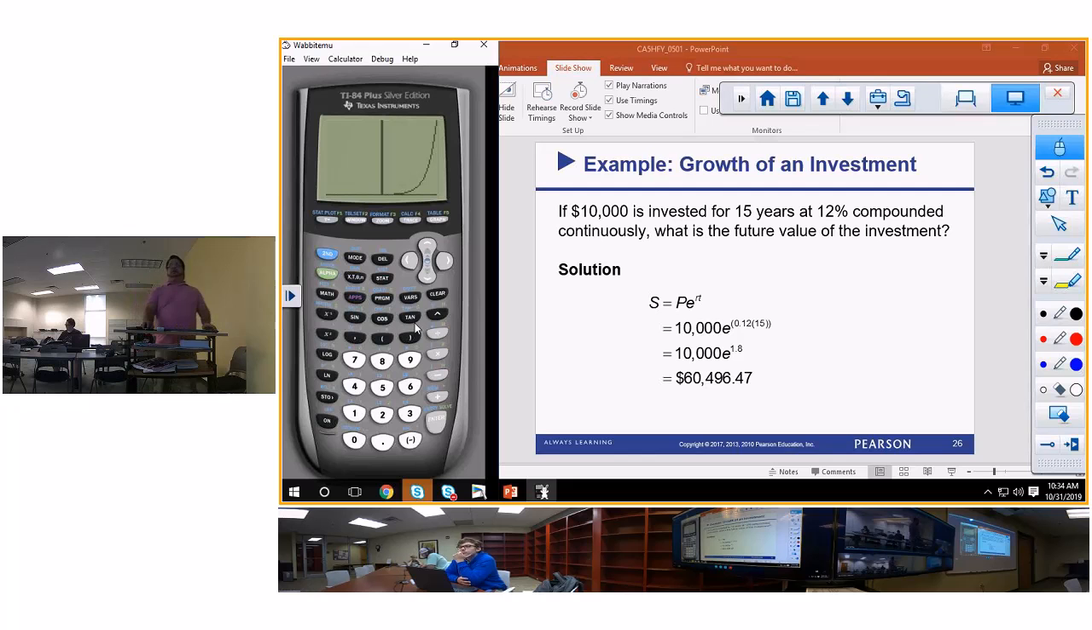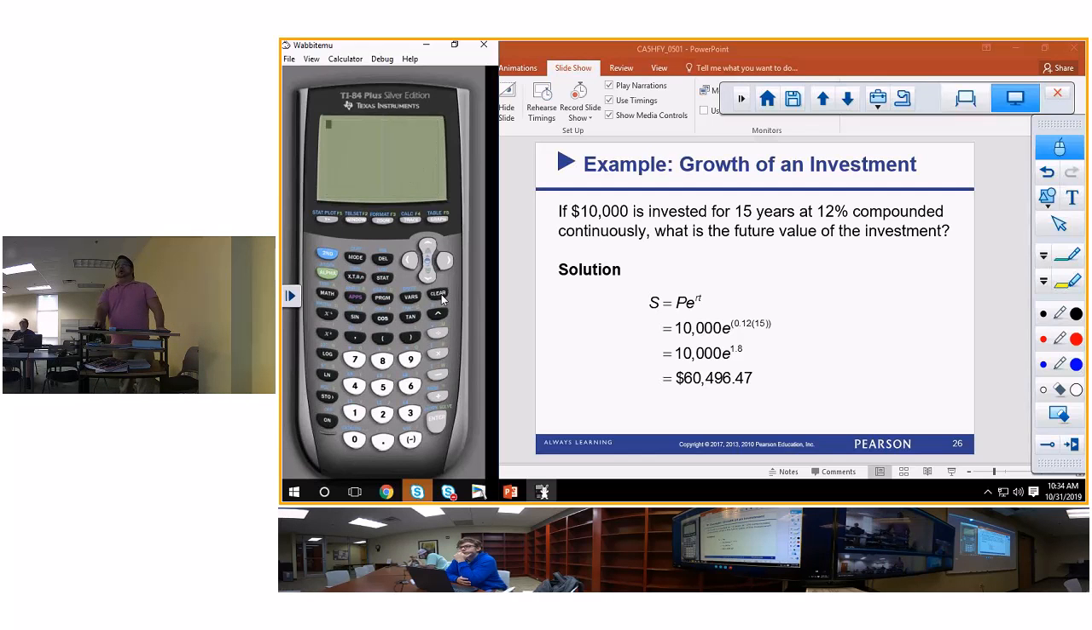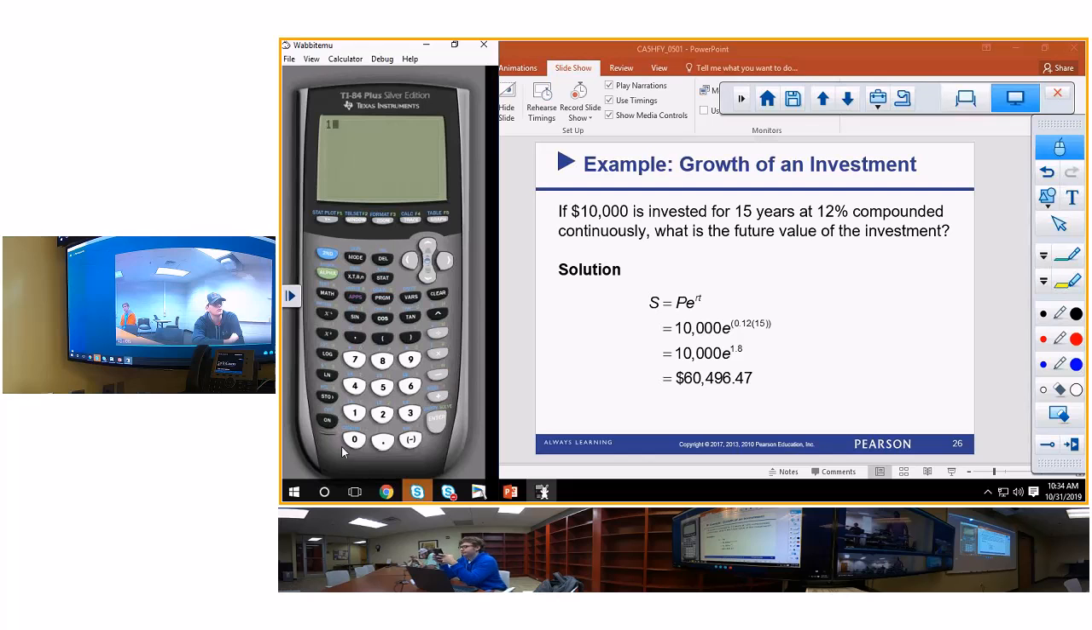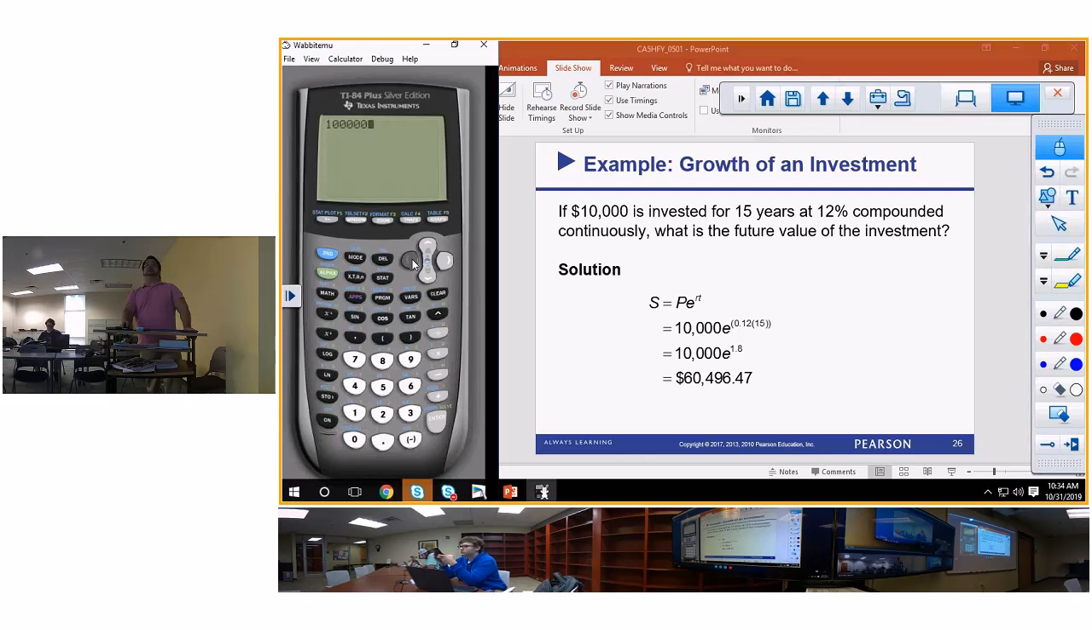So here's how you type it in. For those of you that don't have a clue, you type in 10,000, not 100,000, 10,000, and then second E, and then 1.8. And enter. Now that is pretty simple.